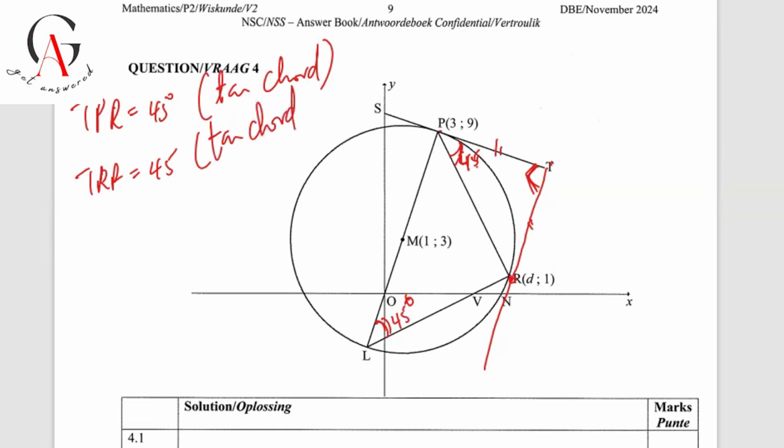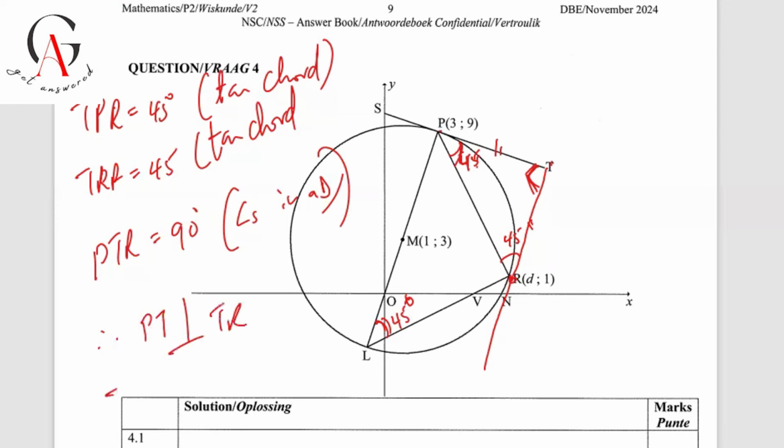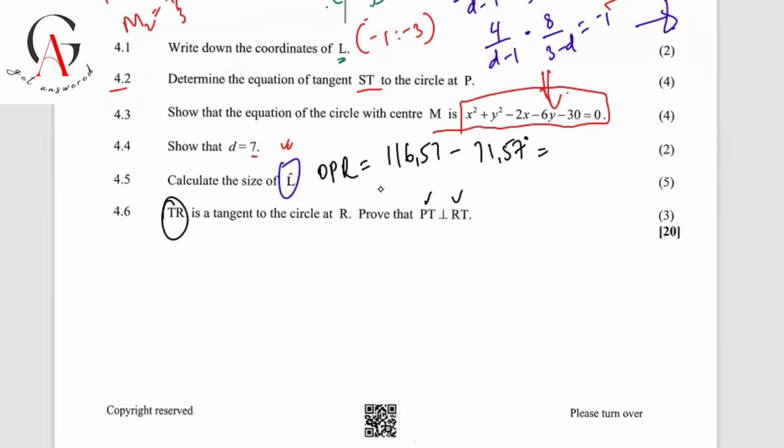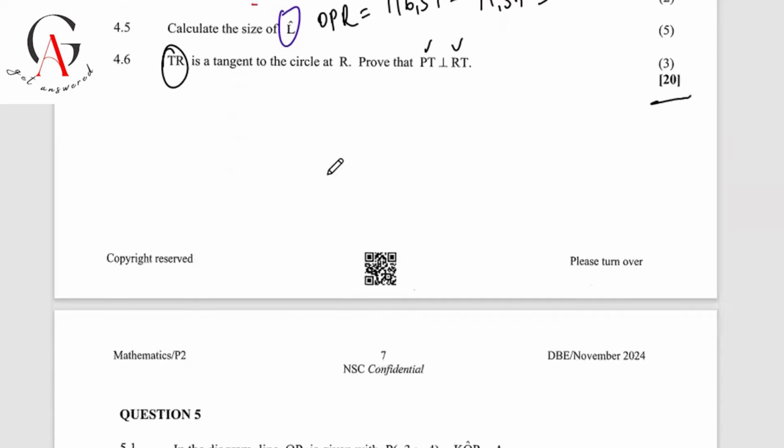Then if that is true, if that's a 45 and that is also 45, then we can say that angle PTR is going to be 90 because those are angles in a triangle. And since it's a 90, therefore PT is perpendicular to TR. All right, so that is how we would have gone about question number 4.